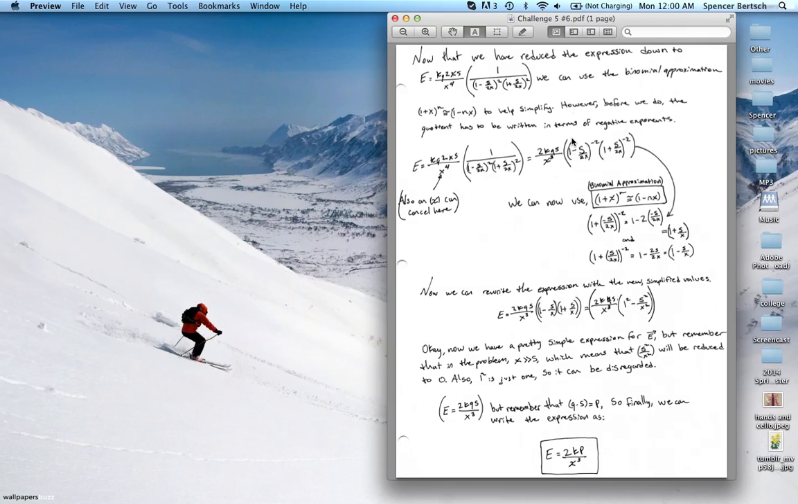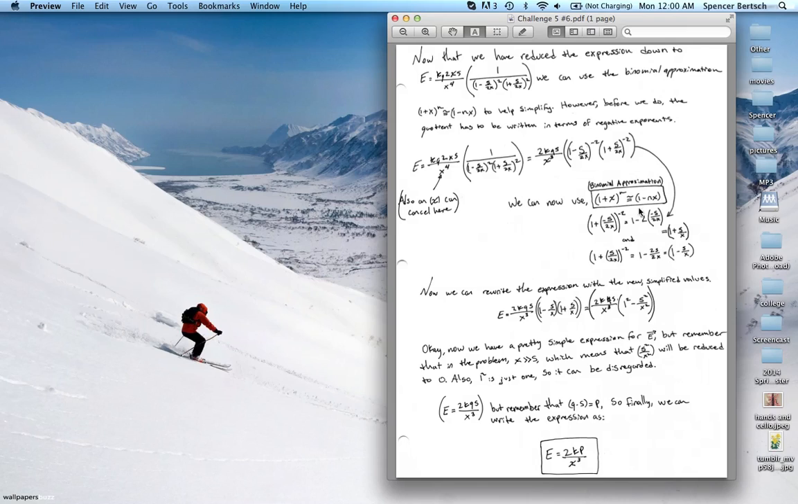Now we are ready to use binomial approximation because it matches, I have it written right here, it's reminiscent of this, it's in the same form. So 1 plus x to the n, this is 1, well it's minus, but that doesn't really matter. Negative 2 is our n. So I did it right here, so 1 plus negative s over 2x to the negative 2 equals 1 minus 2 times negative s over 2x, which simplifies down to 1 plus s over x, and then you have 1 plus s over 2x to the negative 2, which simplifies to 1 minus s over x.